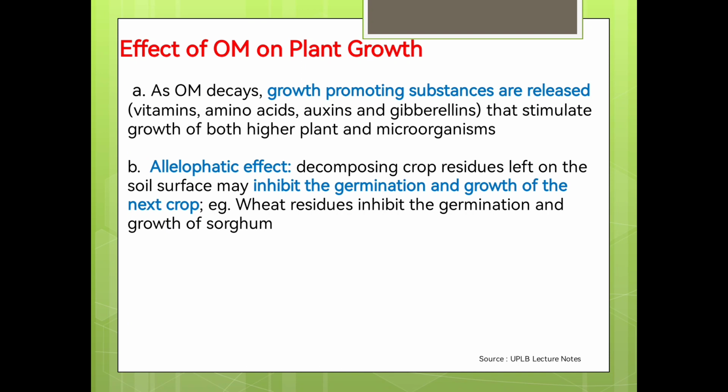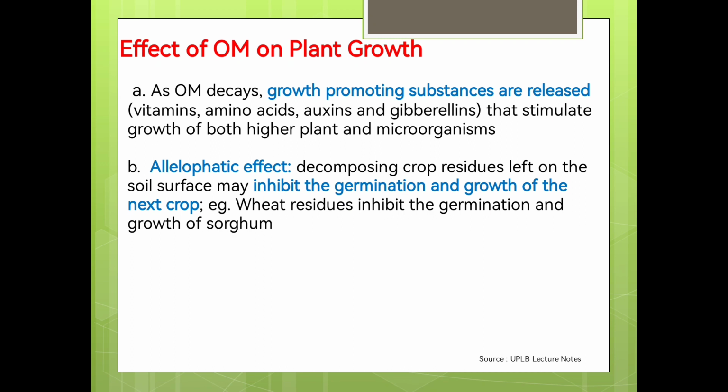So, as a summary, what are the effects of organic matter on plant growth? As organic matter decays, growth-promoting substances are released, such as vitamins, amino acids, auxins, and gibberellins that stimulate growth of both higher plants and microorganisms.